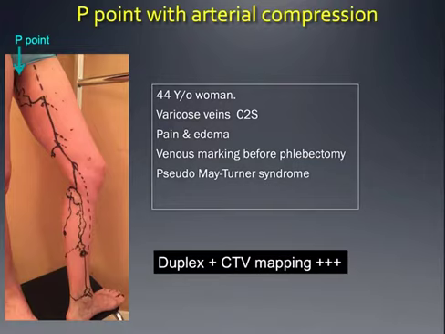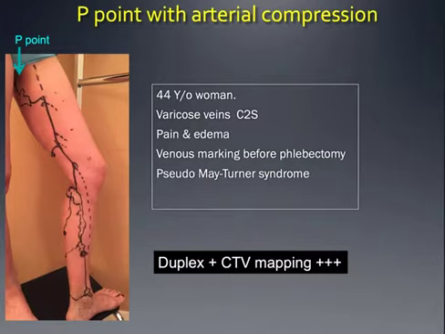So the second observation is the P-point with arterial compression. You can see here the skin map of a patient before an operation, and you can see that the varicose vein is in the great saphenous vein territory, the trunk is incompetent, but the feeding point of the trunk is not the great saphenous termination, the groin, the junction with the femoral vein, but it is a P point, which is located in the perineal area.